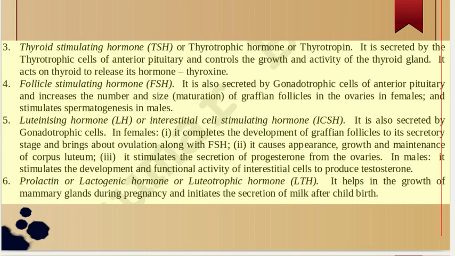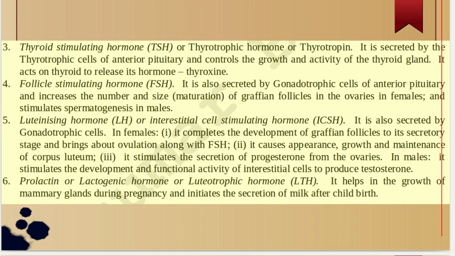The third hormone secreted by the anterior lobe of the pituitary gland is thyroid stimulating hormone, also called thyrotropic hormone or thyrotropin. It is secreted by the thyrotropic cells of the anterior lobe of the pituitary. It controls the growth and activity of the thyroid gland. It acts on the thyroid to release its hormone, that is thyroxine.